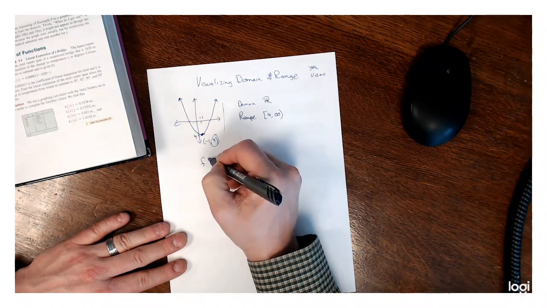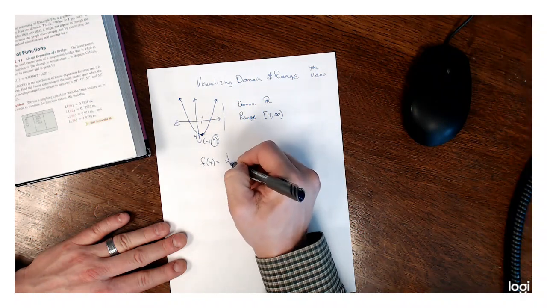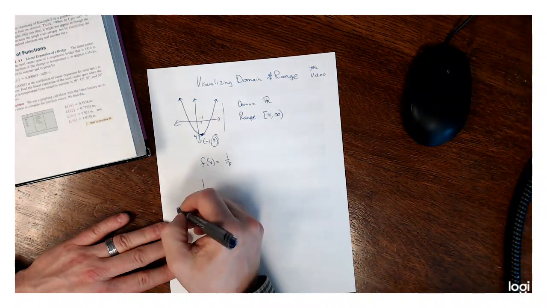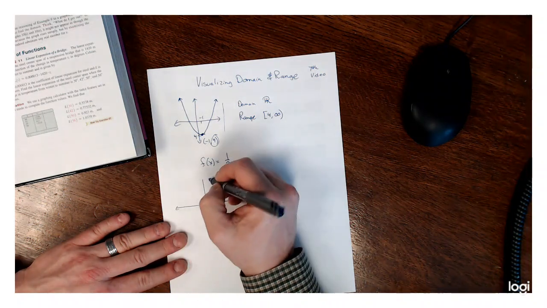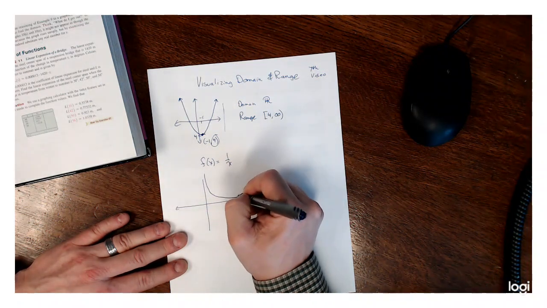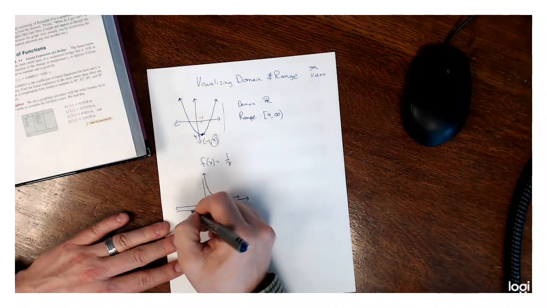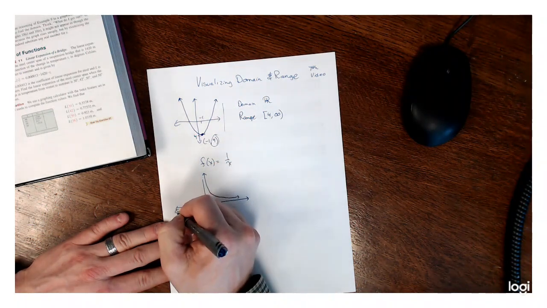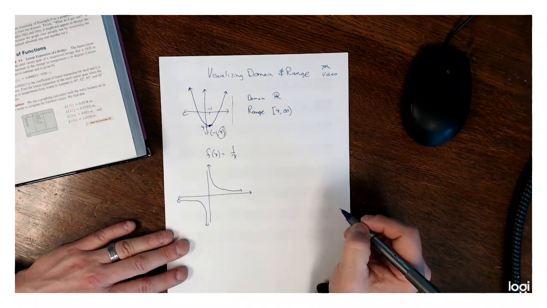Let's say we looked at f of x is equal to 1 over x. And you don't know this, but I do. It looks like a graph like this. And we'll talk more about these when we do rational functions when we get to chapter 4.